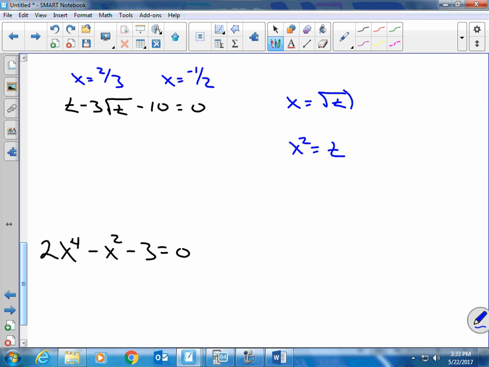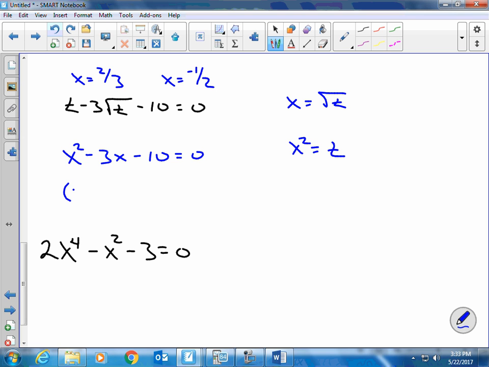Right? Squaring this side, x squared is equal to t. All right, so substitute. t is x squared. Get my pen back up. Minus 3 times x minus 10 equals 0. And I'm right back to solving a simple quadratic equation.